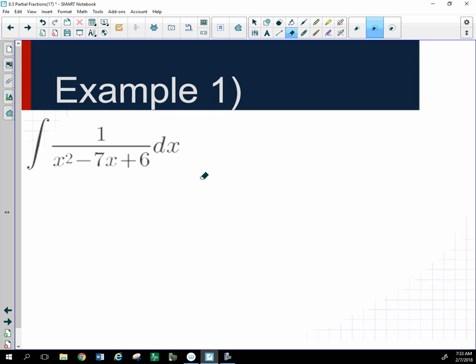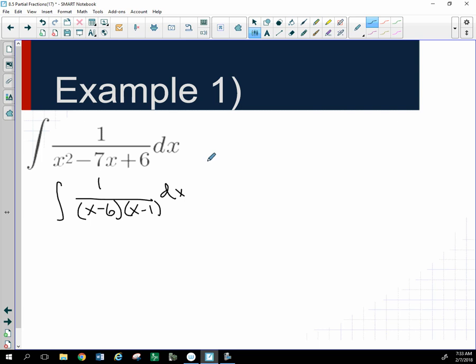Basically what we have to do is, in this case, we have this quadratic, and so we would go ahead and factor it. If we were to factor the denominator of this guy, the factors turn into 1 over, what do we get? We get x minus 6 and x minus 1 as my two factors for this problem.